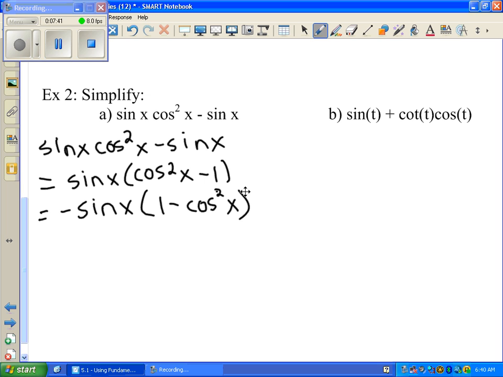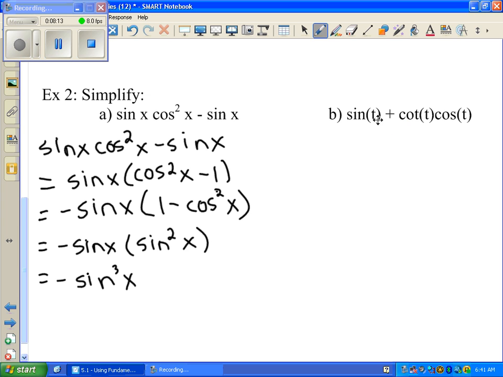Now this guy, from above you can see that that is equal to sine squared x. So I'm going to substitute sine squared x inside of my parentheses. And that gives me a final answer of negative sine cubed x. So this guy right here simplifies to negative sine cubed x. Let's take a look at this one right here.